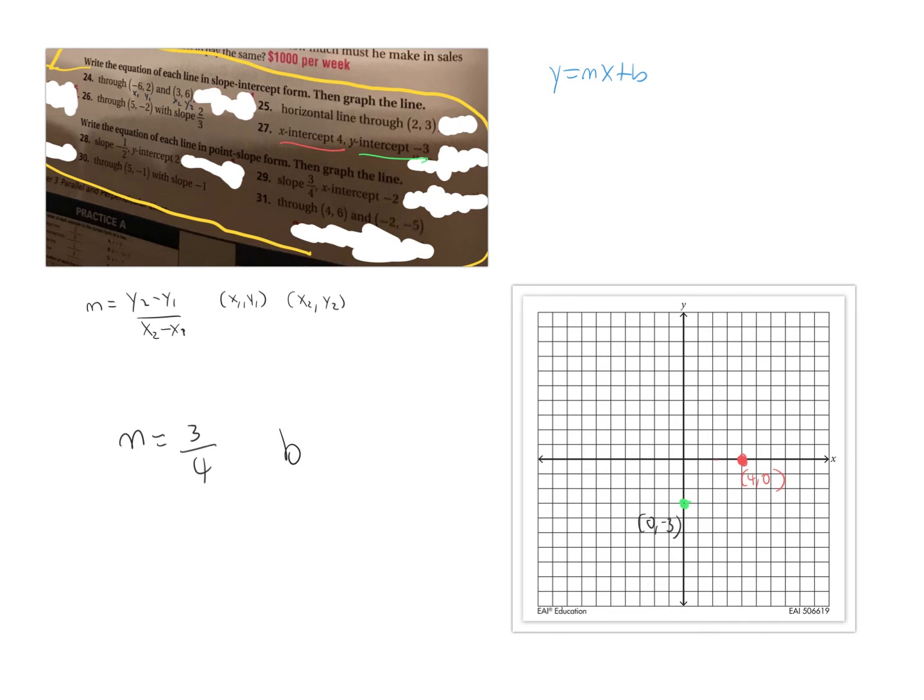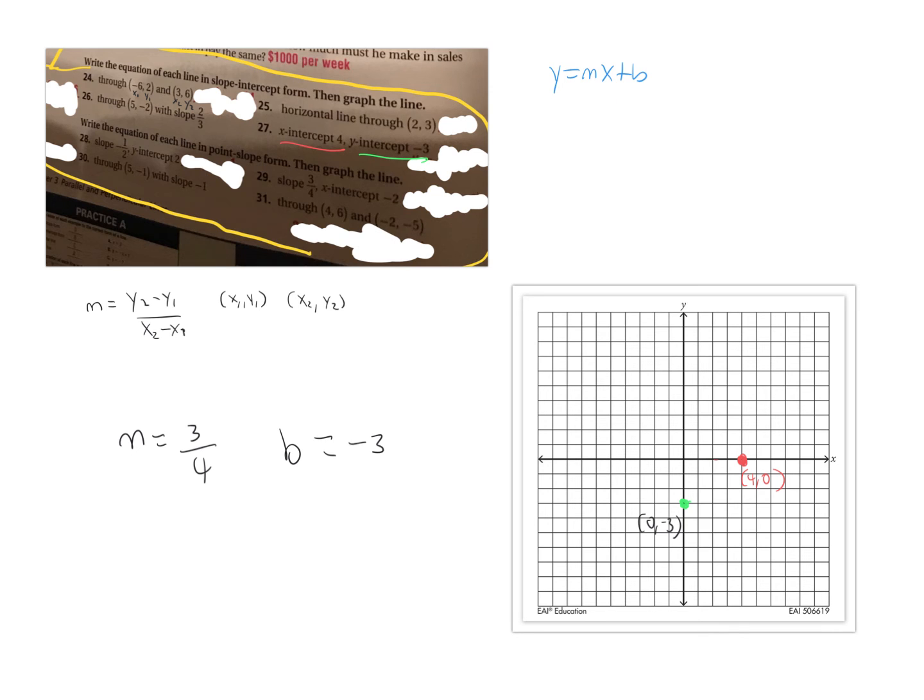We also know the y-intercept because the y-intercept is the place where it crosses the y-axis. Well, it clearly crosses the y-axis at -3, so we're going to have -3 right there. At that point, all we have to do to write the equation in slope-intercept form is to just plug the information in.